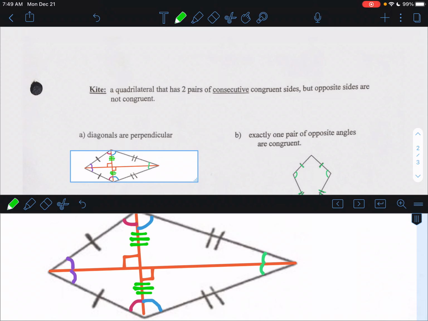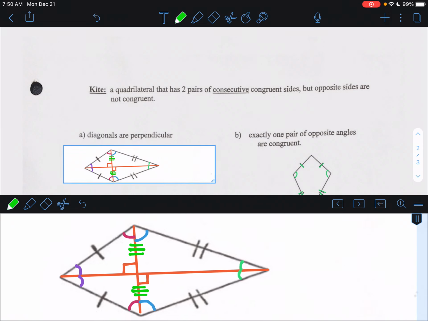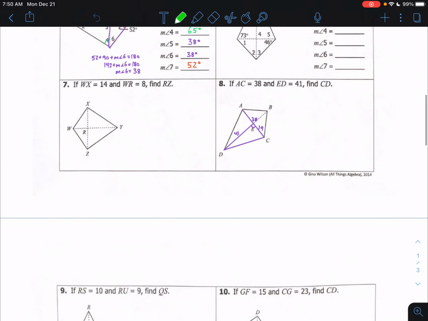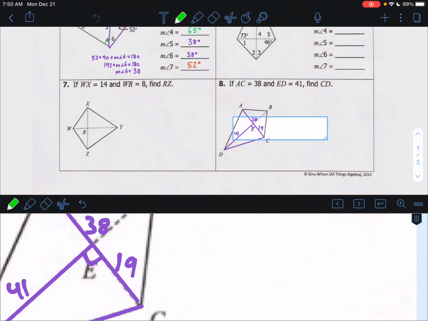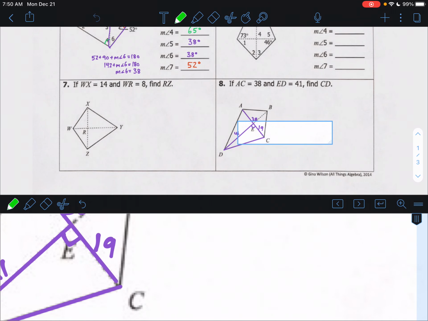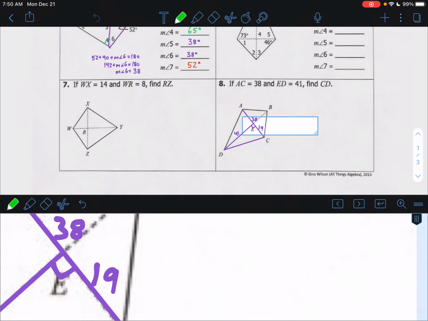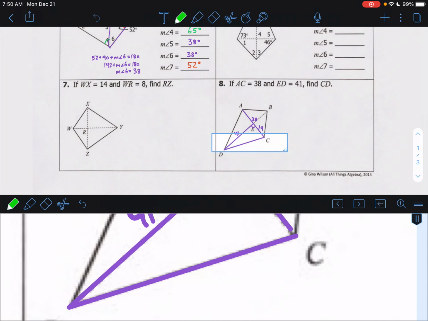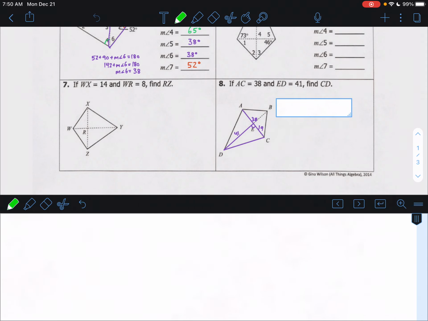So yeah, when you draw on the diagonals of a kite, the diagonal that connects those two congruent angles is going to be bisected. The other diagonal isn't. So let's go back. So yeah, that's how I knew that half of this diagonal would be 19, because half of 38 is 19. So now I have this right triangle, and it looks like CD is the hypotenuse of it.